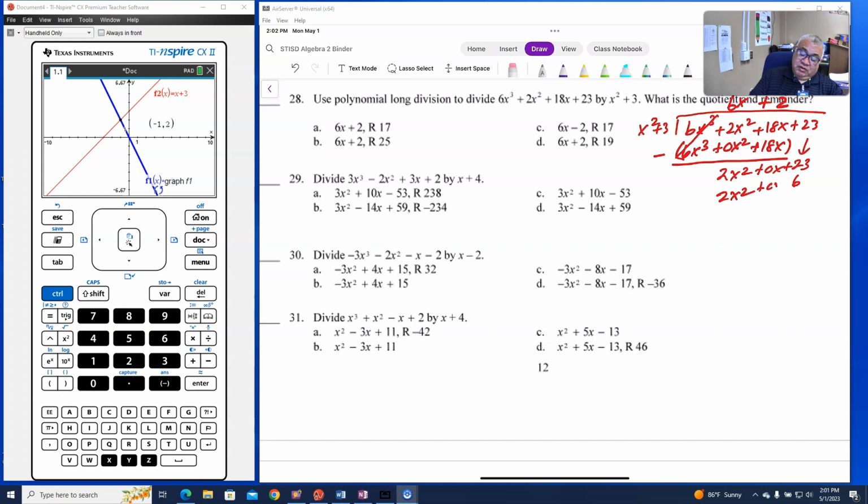Now we didn't have a 0x. And then we're subtracting. So 2x squared minus 2x squared, that's 0. 23 minus 6 gives you 17. So the only ones that give us a remainder of 17 are A and C. So D is out, B is out. So your answer is A.